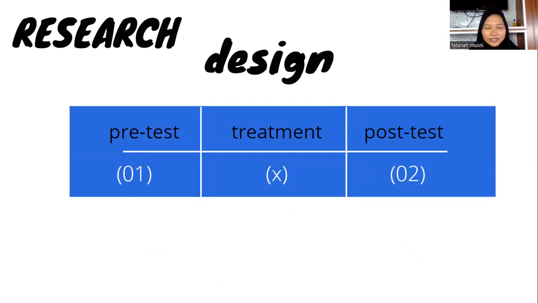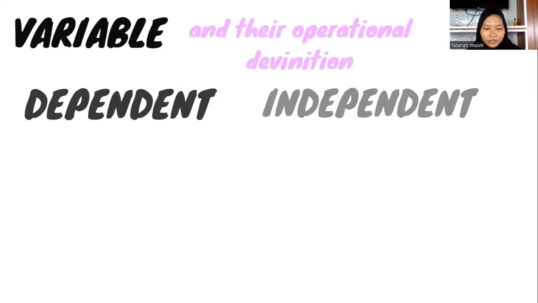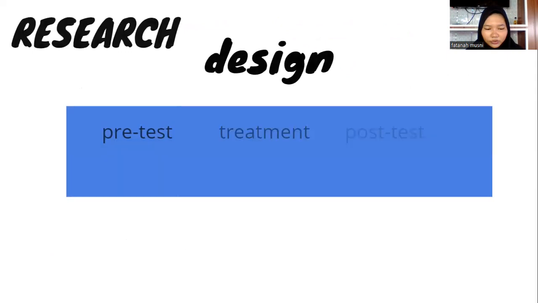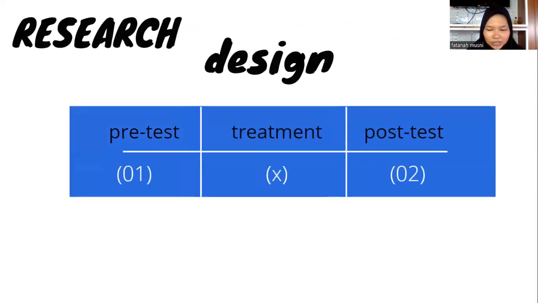Chapter 3, Research Design. The research design is a critical component of the research process. It includes a process that can guide the researchers to collect and process the data in order to achieve the research goal. For example, the research design that I use is pretest, treatment, and post-test. The research that I use is pre-experimental.